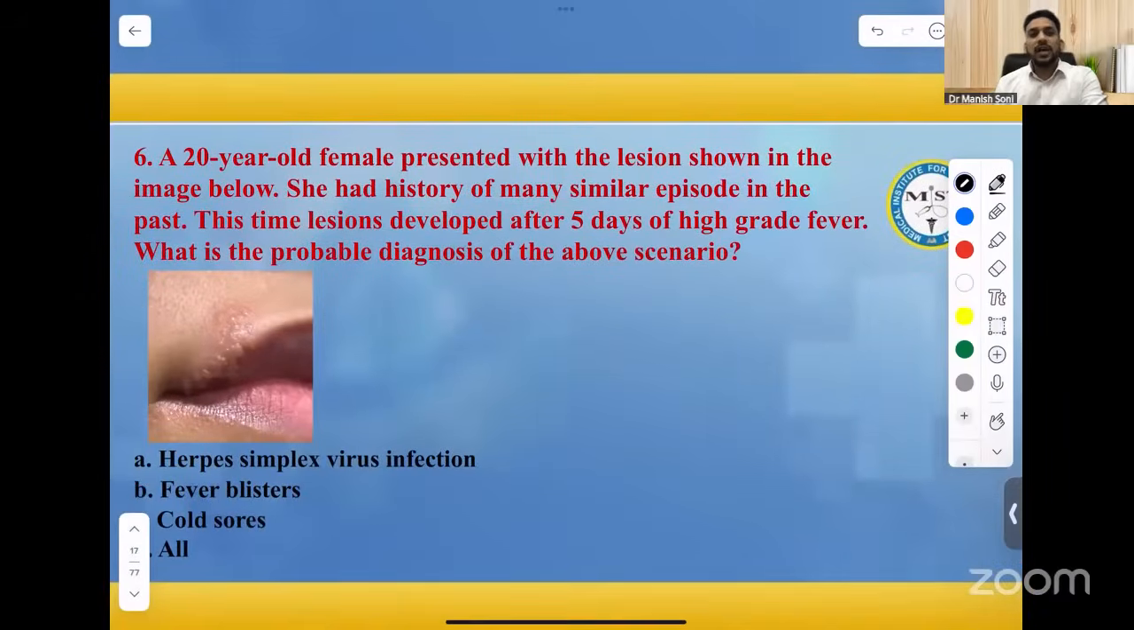Next question is, a 20-year-old female presented with the lesions shown in the image below. She had history of many similar episodes in the past. So this is not the first time. Again and again she developed this. This time, lesions developed after 5 days of high-grade fever. What is the probable diagnosis of the above scenario?